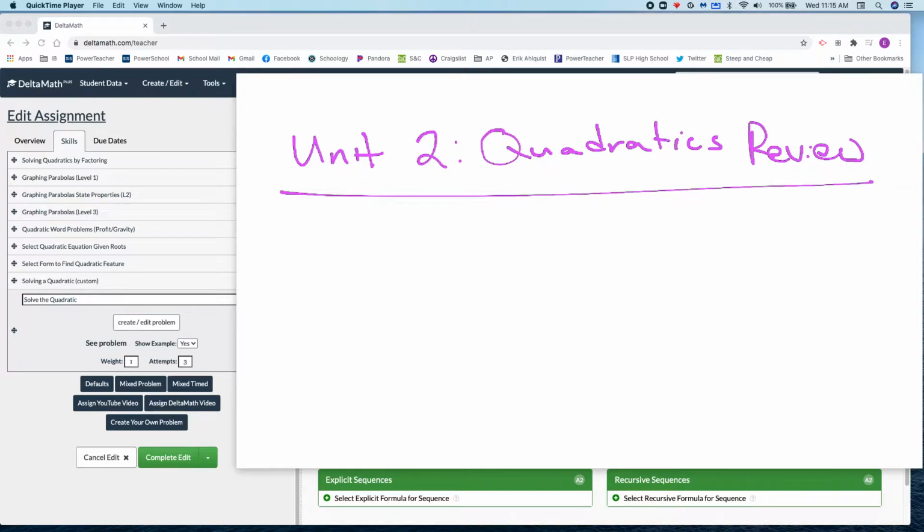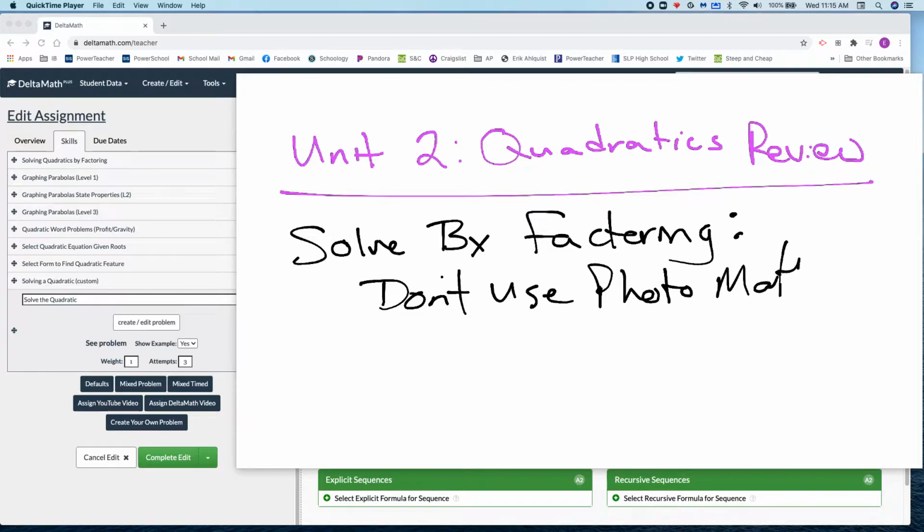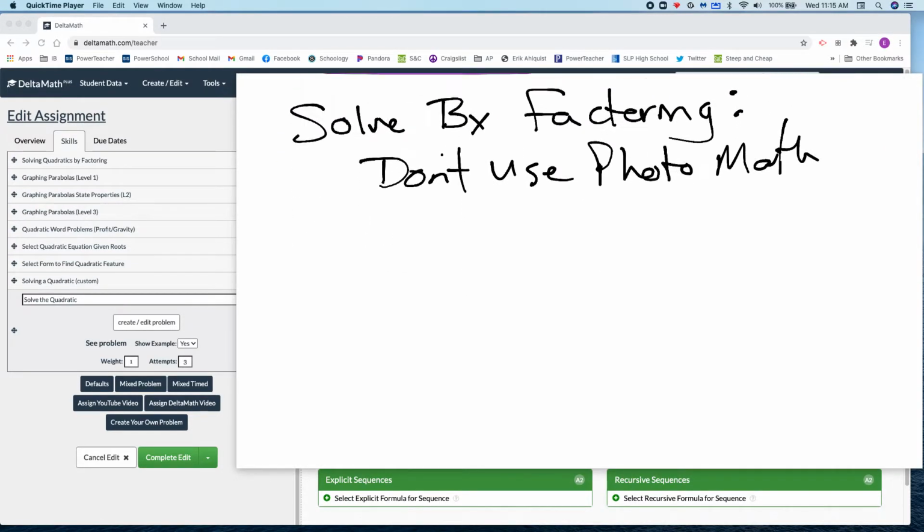First thing I want to go over is if you had to solve something by factoring. And I know that PhotoMath will do it. Don't use PhotoMath. Because I am adjusting the problem so that on the quiz, on the test, PhotoMath won't help you. So don't use it.